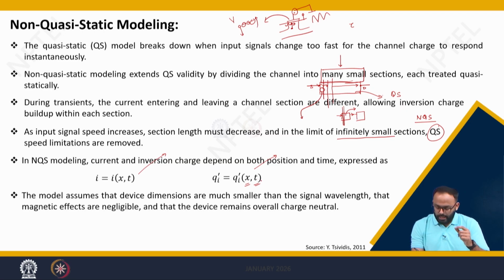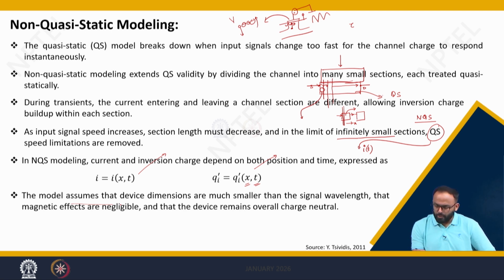However, if you remember, in quasi-static operation we said that my current is a function of time, whereas as you are splitting the complete device into multiple sections, then it will be a function of x as well. We need to take one more assumption: the non-quasi-static model assumes that the device dimension is much smaller than the signal wavelength, such that no magnetic effects arise, and hence the complete modeling can be controlled by electrostatic laws.